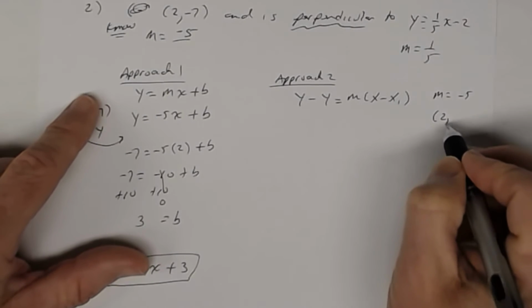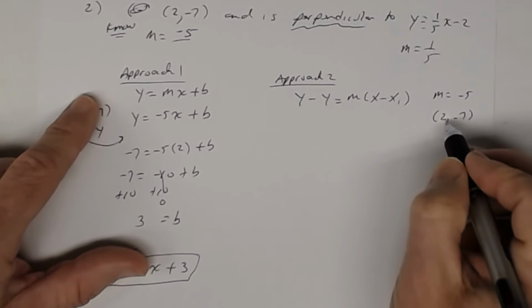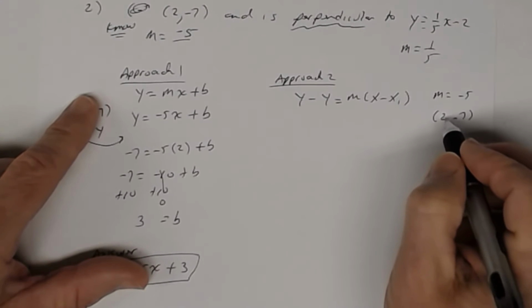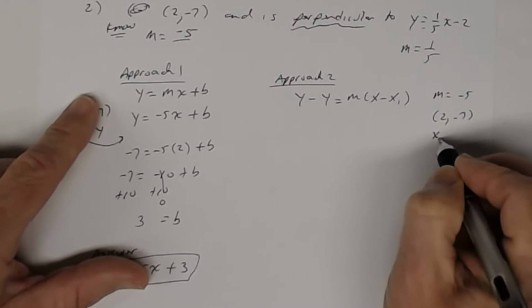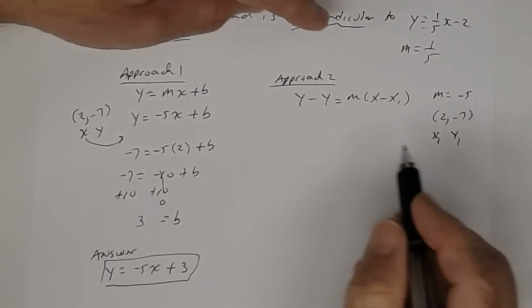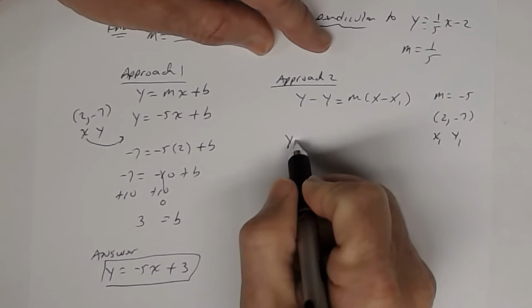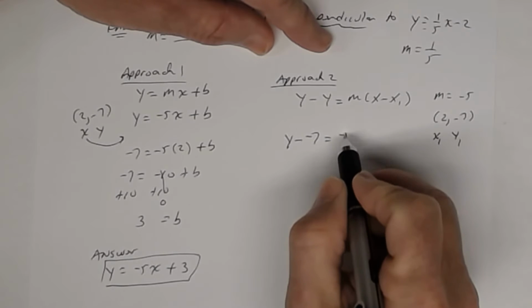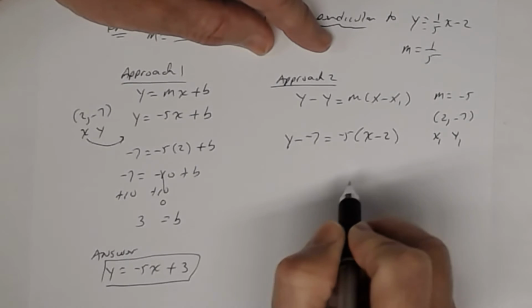That's 2, negative 7. Now, when substituting these numbers into your equation, keep in mind that 2 here will be substituted for x1, and negative 7 will be for y1. All right, so let's substitute. So I get y subtract a negative 7 equals the slope, which is negative 5, times x subtract 2.